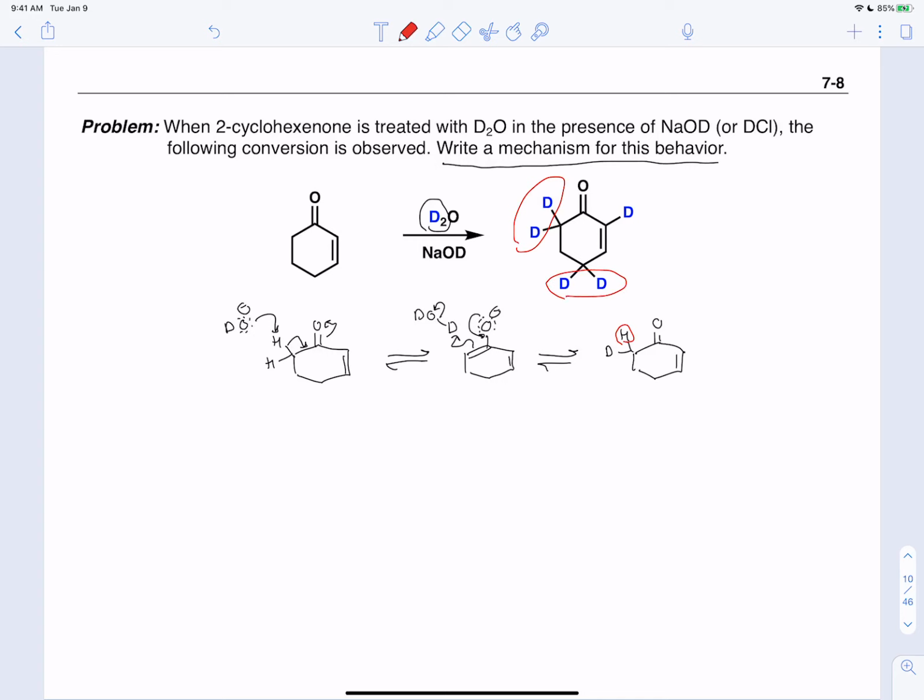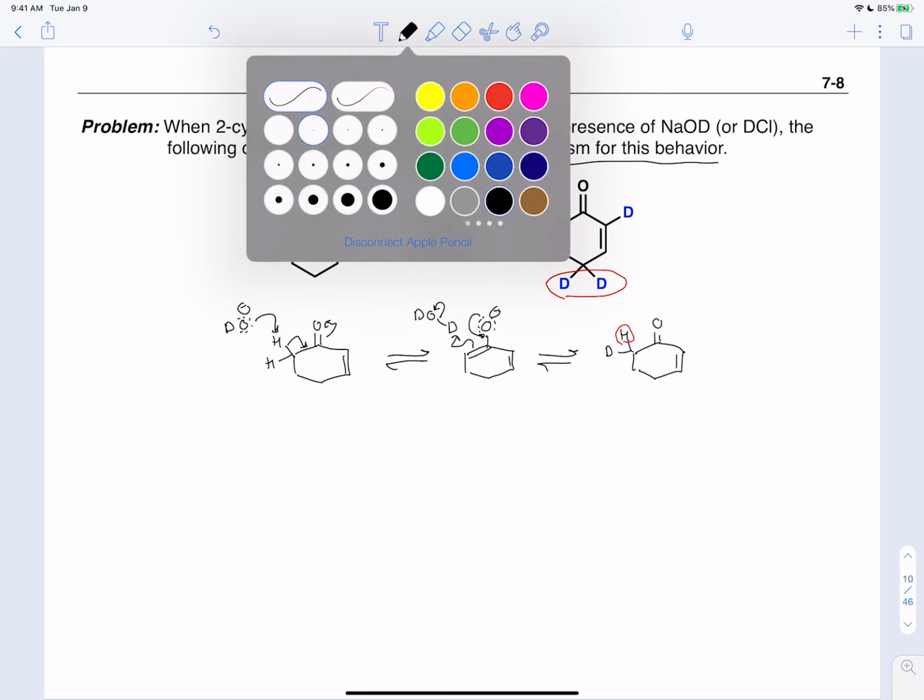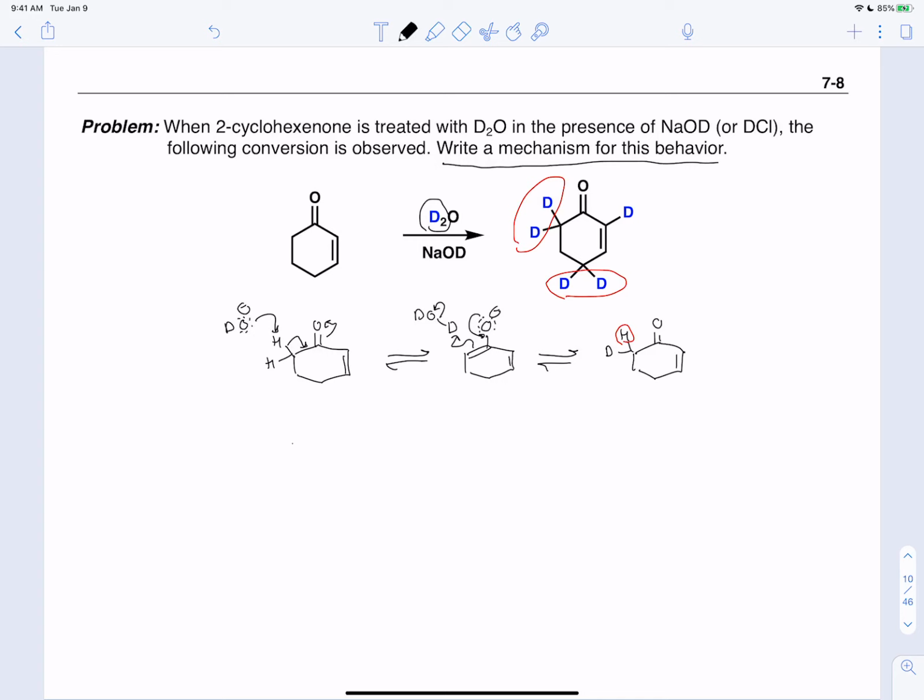The next two I want to talk about are these bottom two. These look very far away from the carbonyl, so you might think at first, why would those be acidic? Well, as we always say, the acidity of a hydrogen directly corresponds to the stability of the conjugate base. So we can have the same process, and we can deprotonate this hydrogen. We know that this can be deprotonated because we end up getting deuteriums there. So let's first localize this negative charge on this carbon.